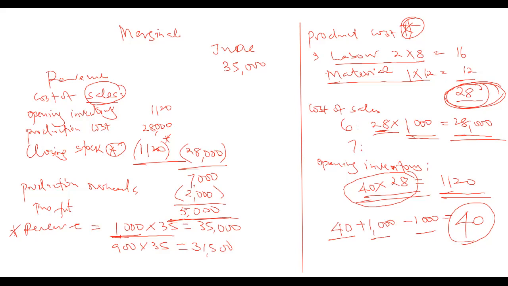$2,000. Therefore, the gross profit you had here is 7,000. 7,000 minus the production overhead cost of 2,000 gets 5,000. Clear? Yes. Okay, great. That's how you get the profit. That's how you prepare the profit statement for the month of June using the marginal costing method.